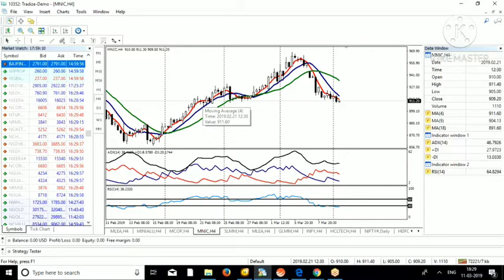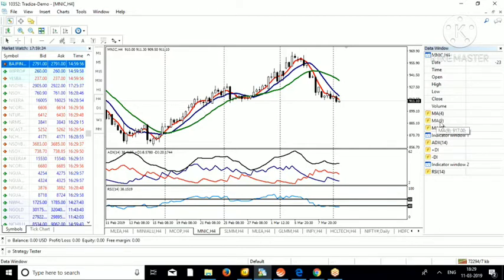You can see certain lines here, like the red one, the blue one, and the green one. So you need to understand first what these lines are called. You can see on the right hand side, MA4, MA9, and MA18 on the data window. MA4 is there, MA9 and MA18. You can see there are three MAs.